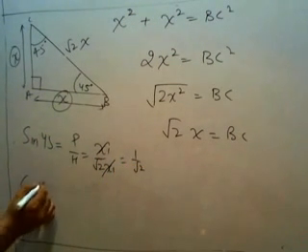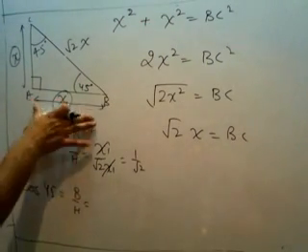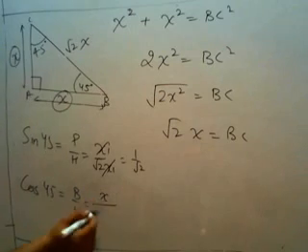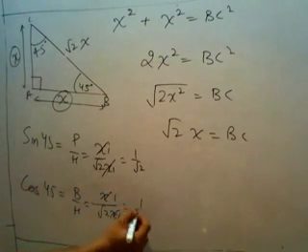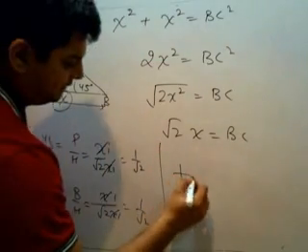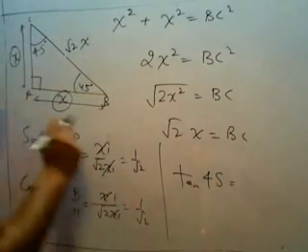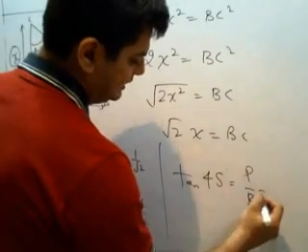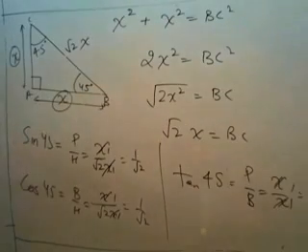And if I am concerned about cos 45, then I am concerned about base upon hypotenuse. Base is of x measurement again, and hypotenuse of root 2x measurement, and eventually I am landing up with the same number as I have landed up with sine 45. And tan 45 is perpendicular upon base, and since they both have the same measurement, we always get 1. I hope I am clear with my point so far.